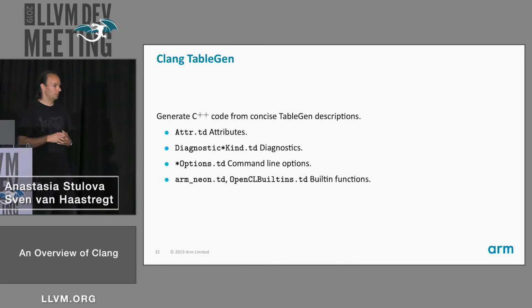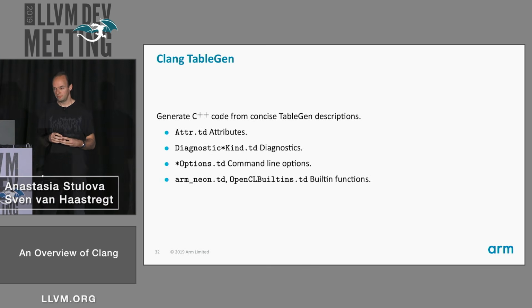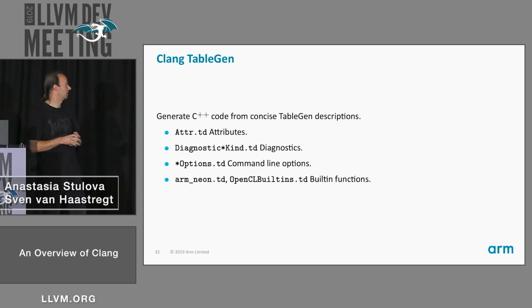So what is this magic TableGen then? It's kind of similar to LLVM's TableGen, except that it's specific for Clang, of course. So remember, for LLVM, TableGen is used to describe characteristics of the target you're compiling for, like register files or instructions, selection patterns, all these kind of things. And Clang TableGen is basically to describe things that are specific for a front end. So for example, we use it to describe attributes in a concise way, and then we generate C++ code to handle different attributes in various places.